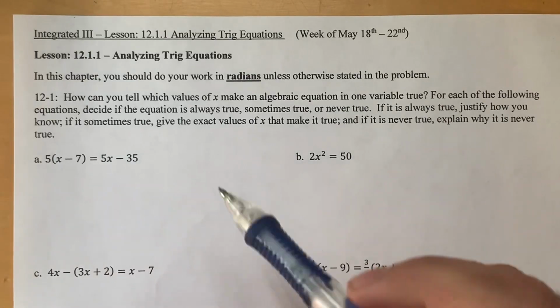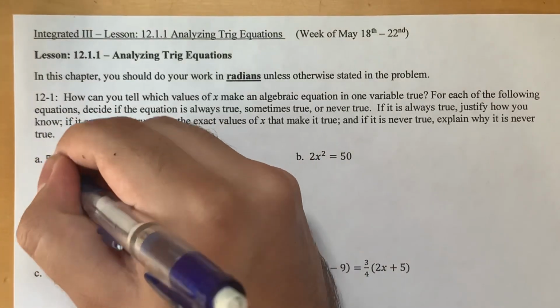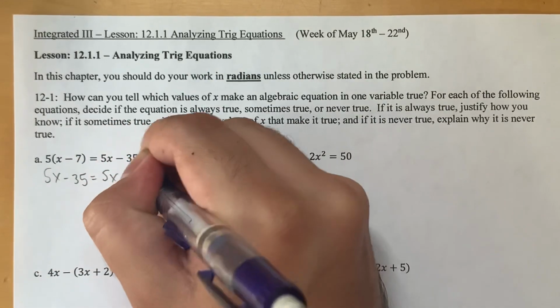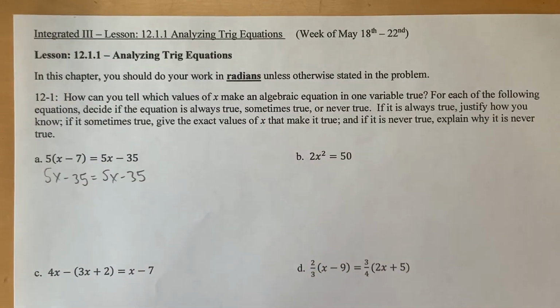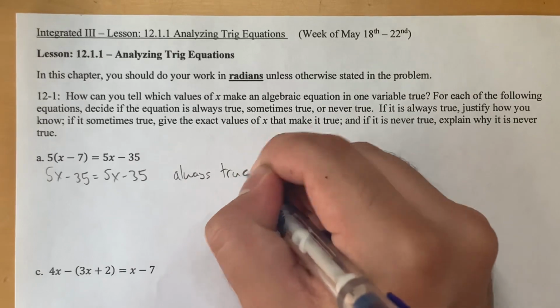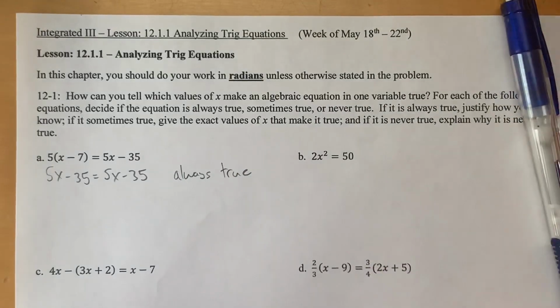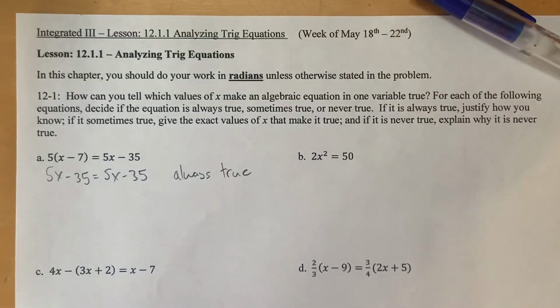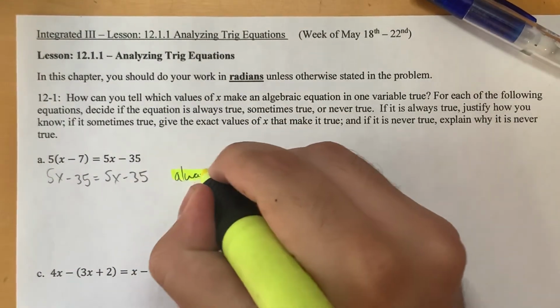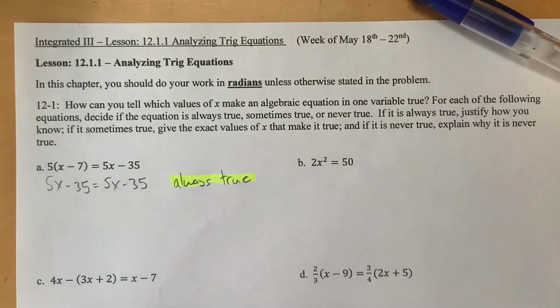For this first problem, I'm going to distribute the 5, and then I'm going to get 5x minus 35 equals 5x minus 35. As you can tell, they're equal on the left and the right. So I'm going to write it's always true, right? And let me highlight that. Now I have to explain, why is it always true? You know it, I know it, but can you explain it mathematically?